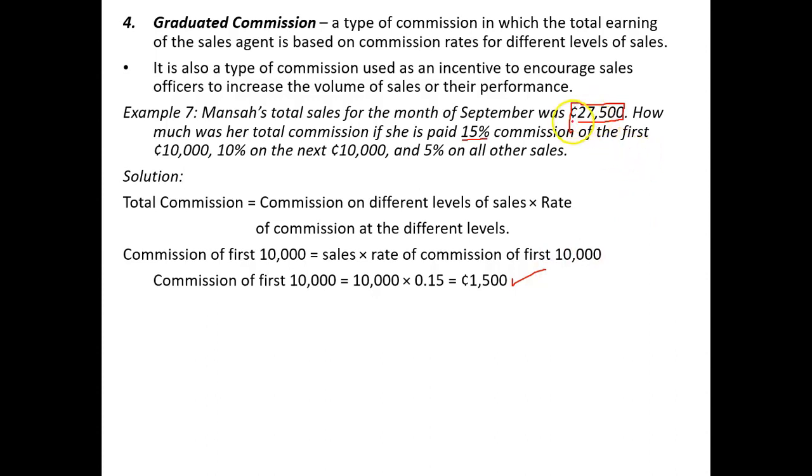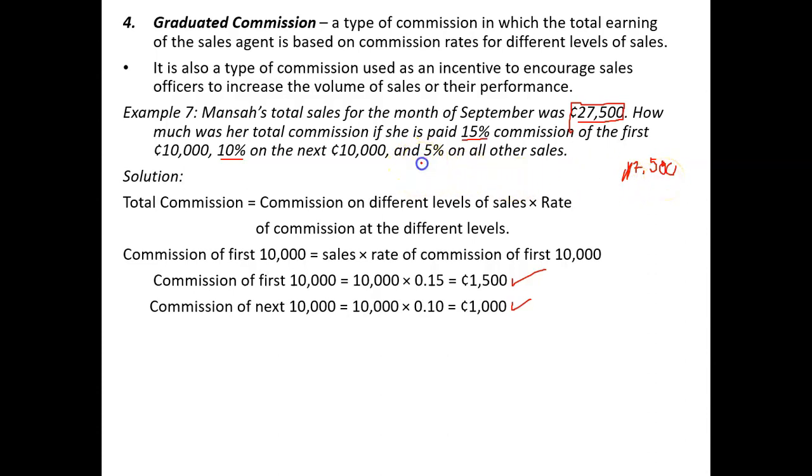When we took the first 10,000 out, how much are we left with? We are left with 17,500, right? Sorry for my handwriting. Now, for the next 10,000, you should earn 10%. So let's take 10,000 out of 17,500 again. We have 10,000 times 10%, which is 0.10, and that gives you 1,000. So we are done with level 2. How much is left? 1,000 is gone, so it's left with 7,500, right?